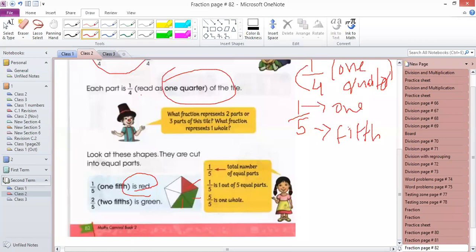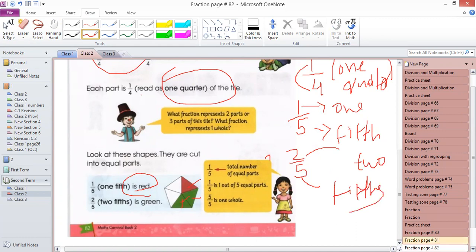If you talk about the green portion, how many green portions are there? 2 out of 5. So you can say that 2 out of 5 portions are green. So 2 as a cardinal number will be 2, but 5 as an ordinal number will be fifths. So it is one fifth for red and two fifths for green.